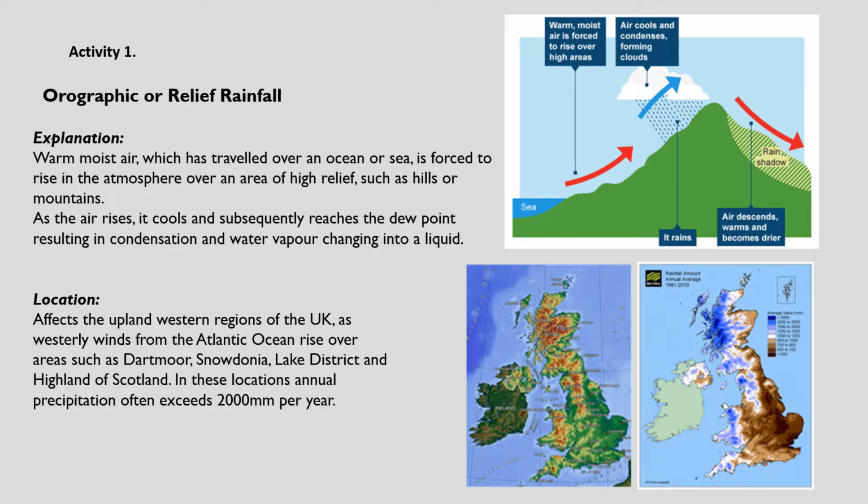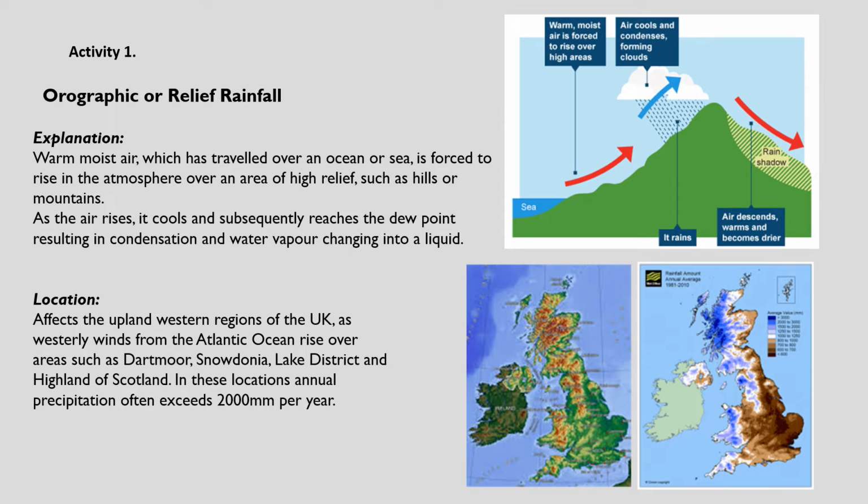In terms of the locations, so where do we find this type of rainfall? In the UK, our prevailing winds are coming from a westerly direction, so we get lots of rainfall in the upland western regions of the UK, as those westerly winds from the Atlantic Ocean rise over areas such as Dartmoor, Snowdonia, the Lake District and the Highlands of Scotland.